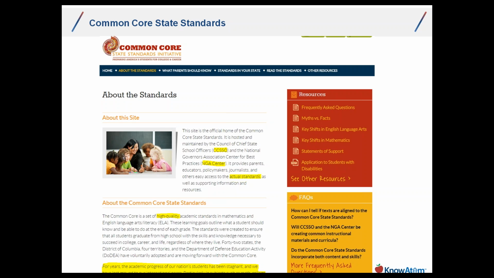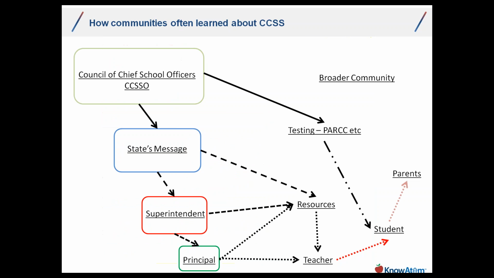So the Common Core process really got to this point. So this is where it is now. And the Common Core state standards, everything aside, really, I think, try to do some important and good things. I think that most of the issues that we've seen really come from how communities often learned about the Common Core state standards for ELA and math.